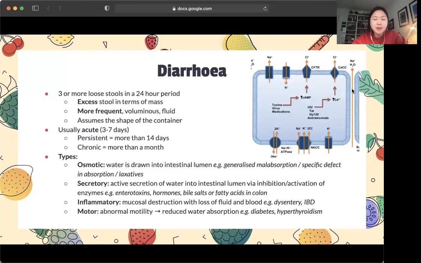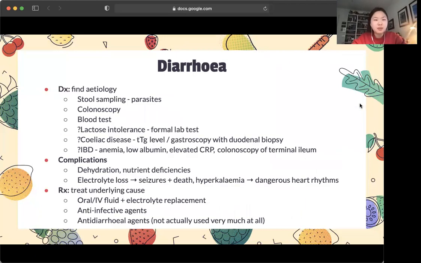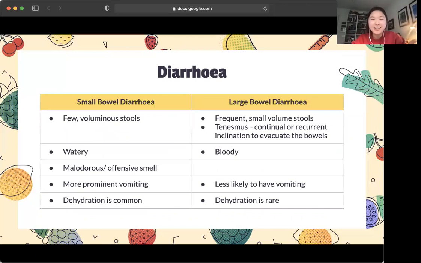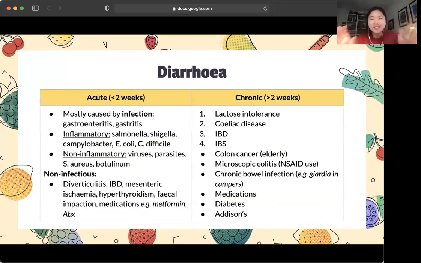Okay, diarrhea is basically the opposite end of the spectrum, excess stool. There's more frequency, more volume, a lot of fluid, usually acute, 3 to 7 days, but it can become persistent or chronic. There are a few different types, all explained here, and I do realize we are pressed for time, so we are going to keep going. Basically, find the cause and then treat the cause. That's the main thing to do with a lot of these.